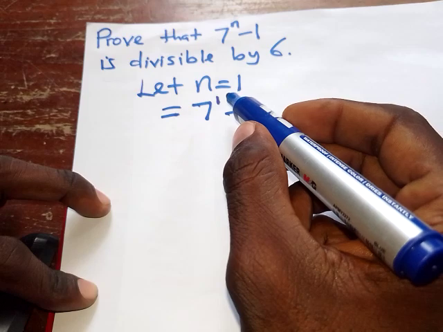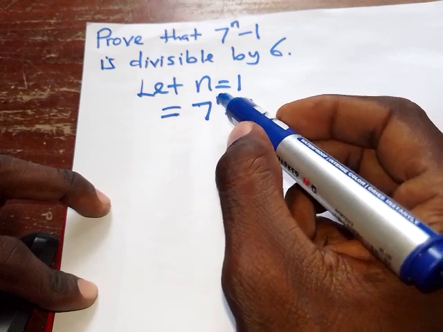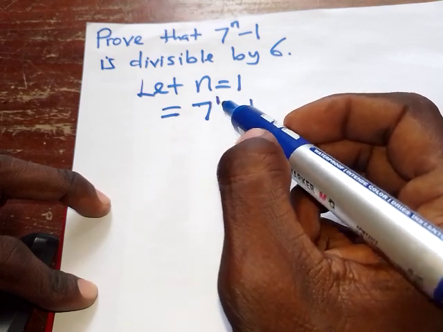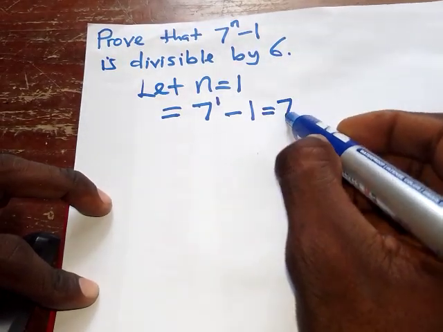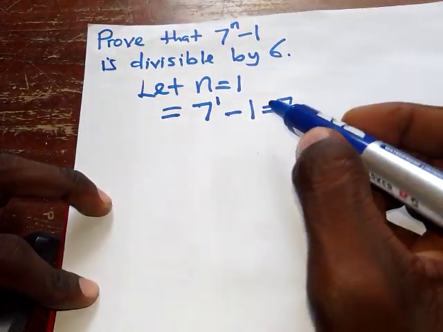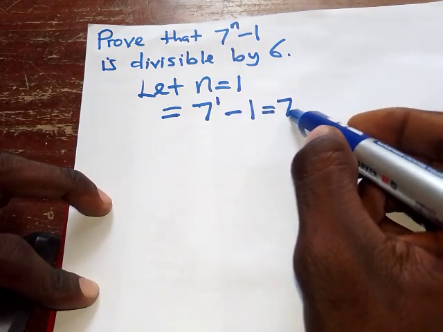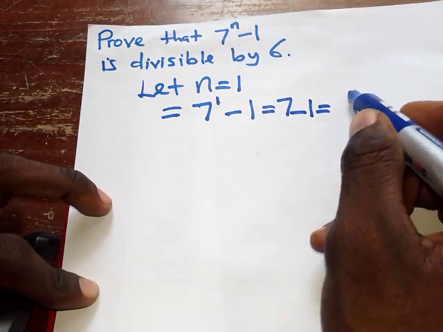Now, 7 raised to power 1, these are unit indices. Any number raised to power 1 is that number itself. So this will just be equal to 7. 7 raised to power 1 is 7. Then 7 minus 1 will give you a 6.